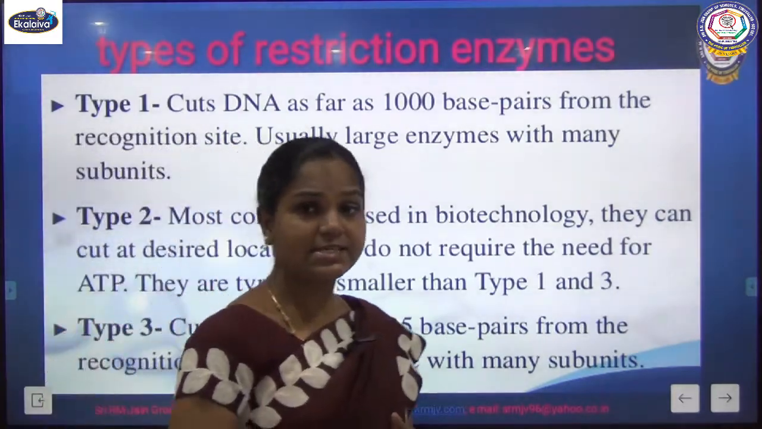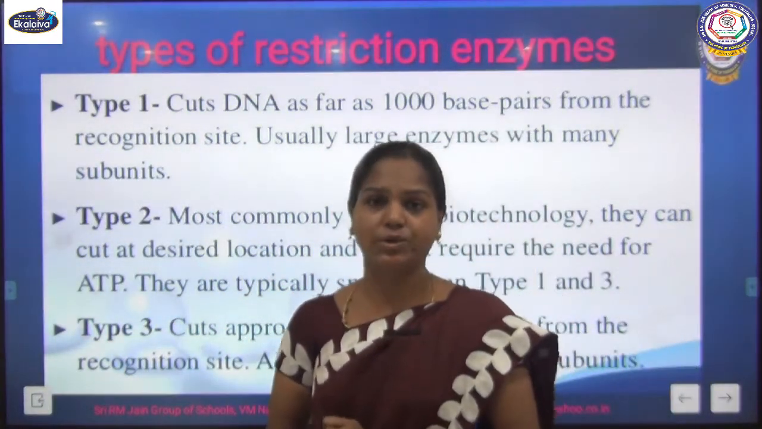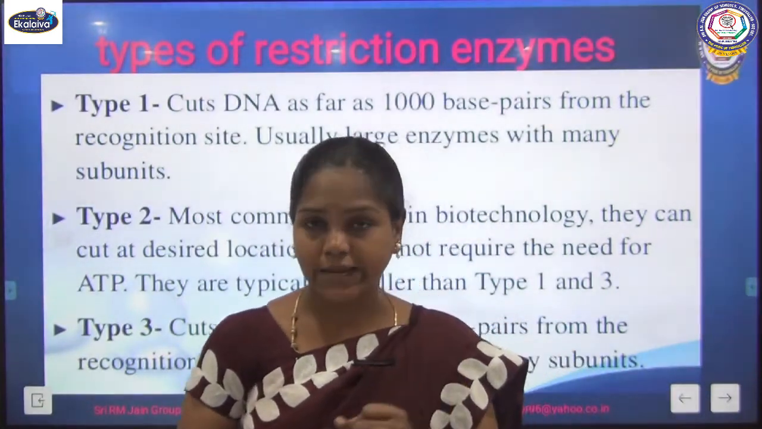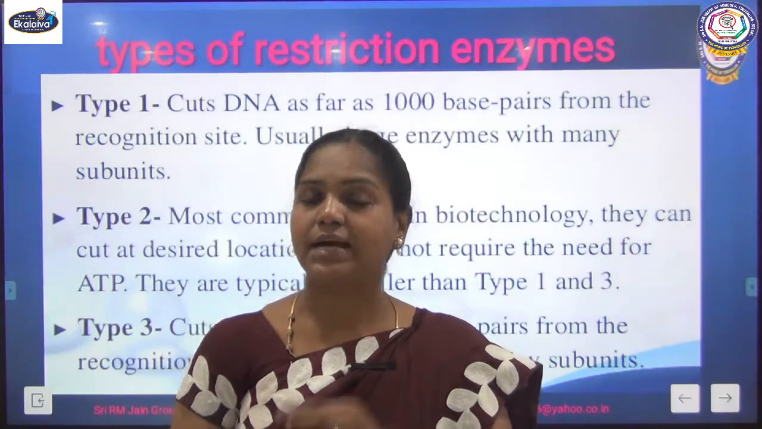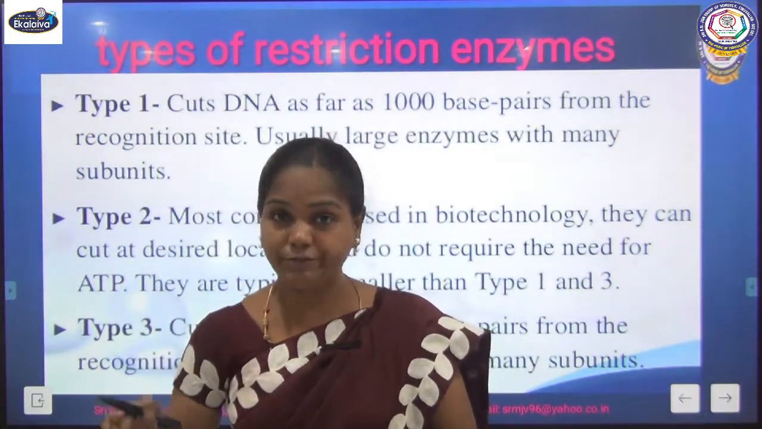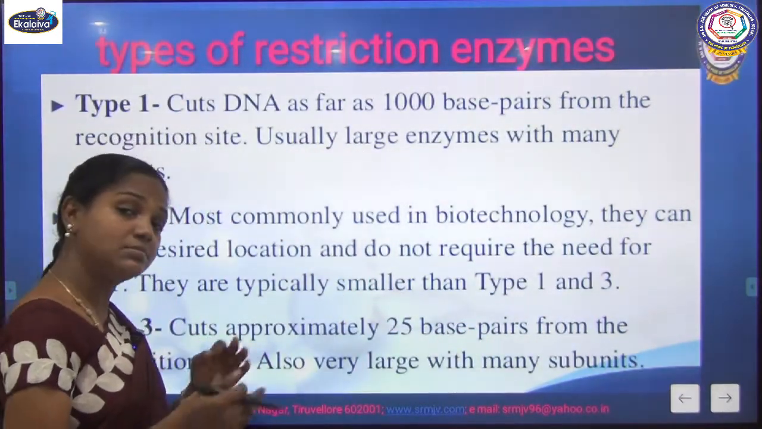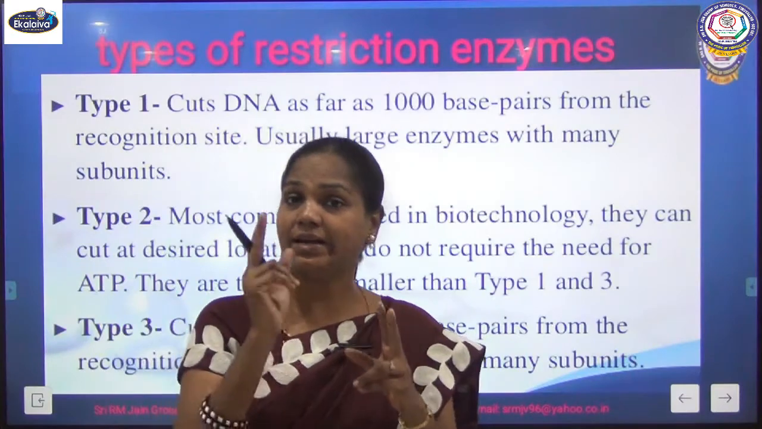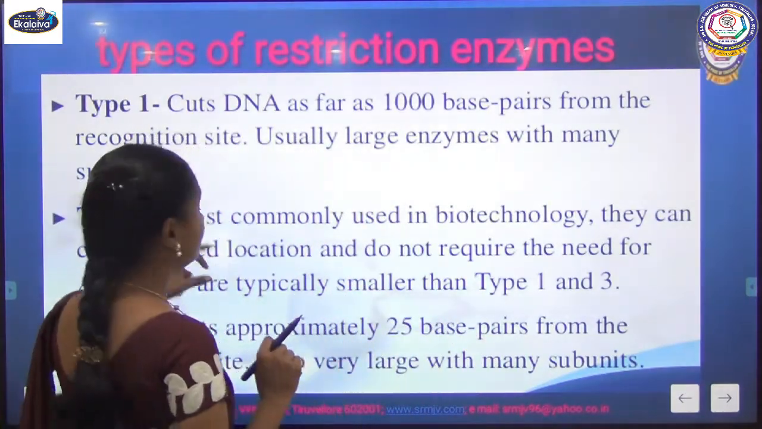And this restriction endonuclease enzyme is of 3 types: type 1, type 2 and type 3 restriction endonuclease. And the type 2 restriction endonuclease is mostly used in the field of rDNA technology. What is the reason? Type 1, type 2 and type 3 can all cut our DNA, but what is the speciality of our type 2?